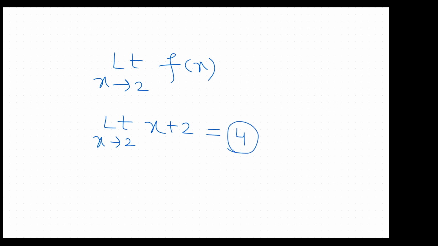Sir, normal value is also 4. Yes, normal value is also 4. Limiting value is also 4. Limiting value is not an exact value. It is what, ma? Approximated value.